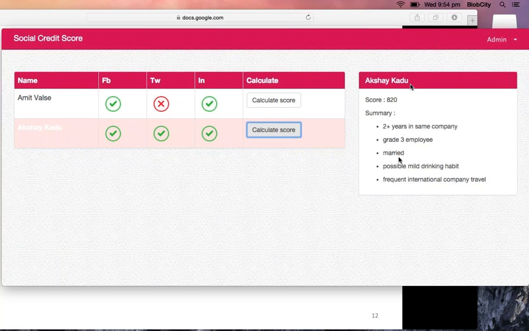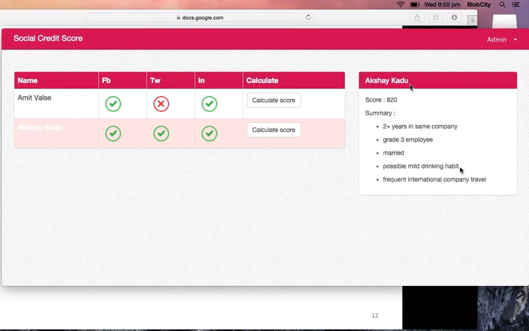A score of 750 and above is considered very good for processing loan applications for the user. As we see here, Akshay has acquired a score of 820. He's working with a company for 2+ years, which is acquired based on LinkedIn. A grade 3 employee is an internal grading system which translates designations as noticed from LinkedIn into grades for employees. We have noticed from his Facebook and LinkedIn status that he's married.